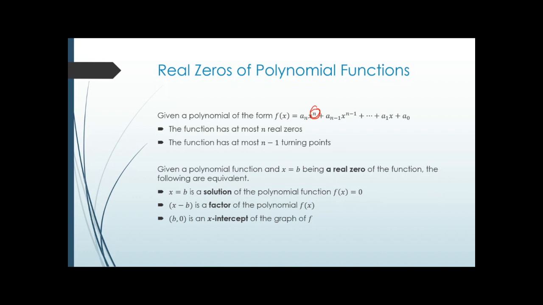Then given that we have some polynomial, and let's say b is a 0 of the function. What that means is that x equals b is a solution when that function is equal to 0. So when you set your equation equal to 0 and solve for x, you get zeros. That's why they're called zeros. And so they are solutions to that equation.